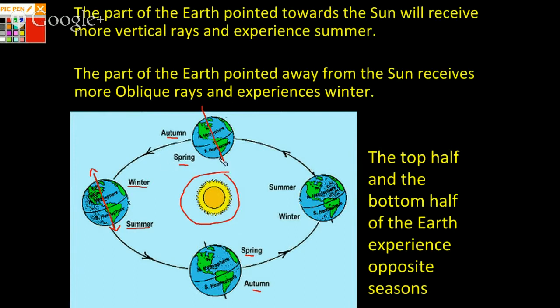But again, the same is true. When we're experiencing autumn in the northern hemisphere, here would be New Jersey right there, we're experiencing spring in the southern hemisphere. Now look here, let's draw our imaginary axis. Now in the northern hemisphere, we're pointed towards the sun and experiencing summer. And in the southern hemisphere, they're pointed away from the sun and experiencing winter.